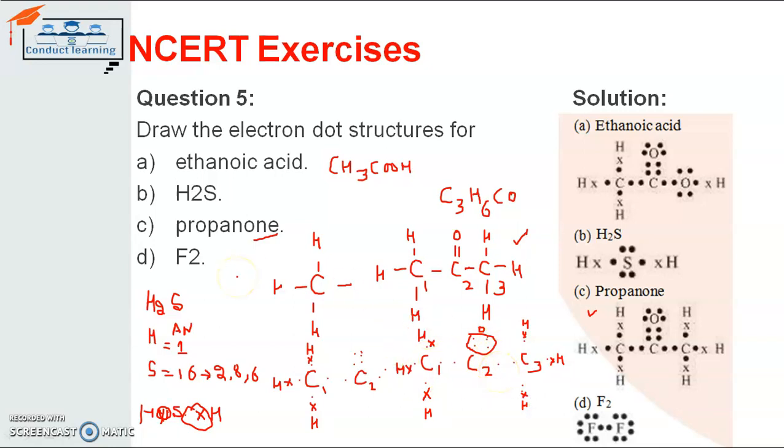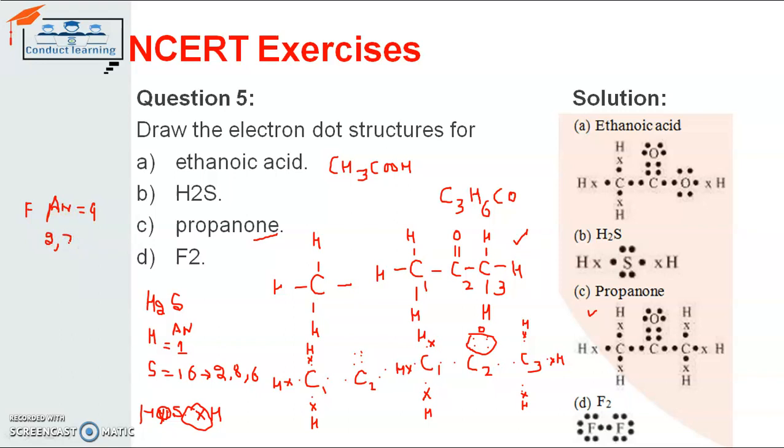Now we are left with F2, that is fluorine. What is the atomic number of fluorine? Hydrogen, helium, lithium, beryllium, boron, carbon, nitrogen, oxygen, fluorine. So it has the number 9, that means fluorine has atomic number equal to 9. What will be the electron configuration for it? It will be 2, 7. That means it has 7 electrons in its outermost shell.